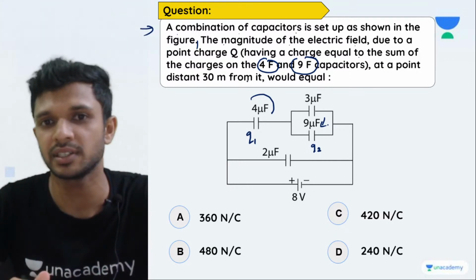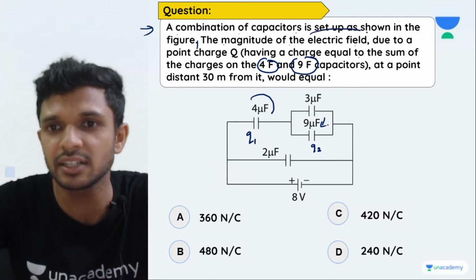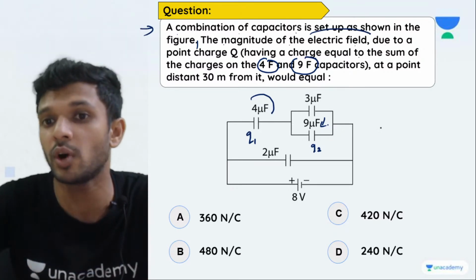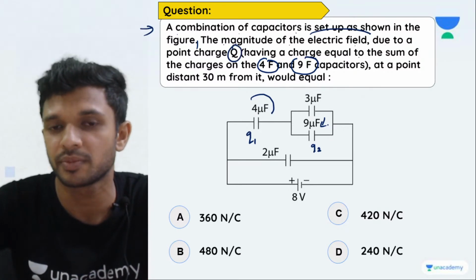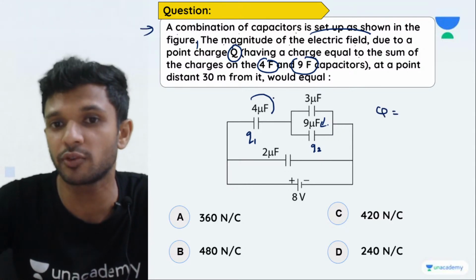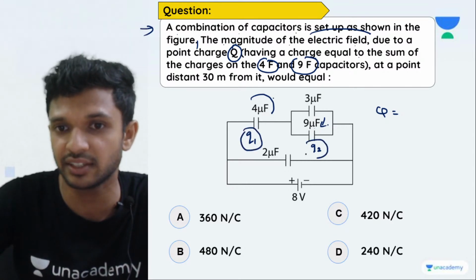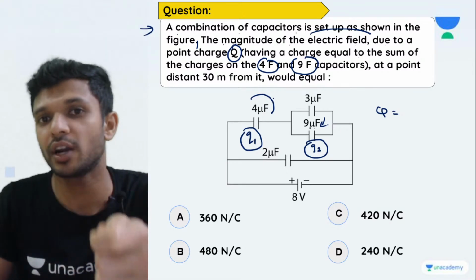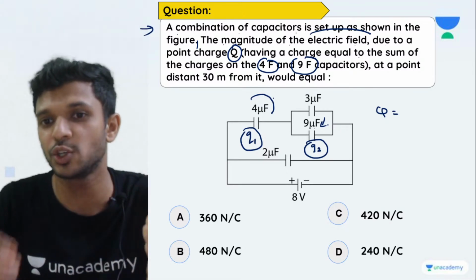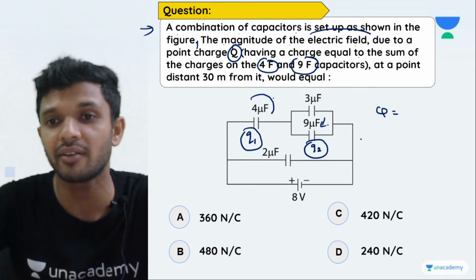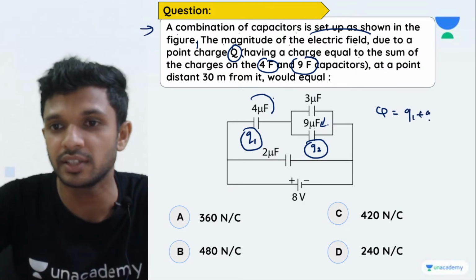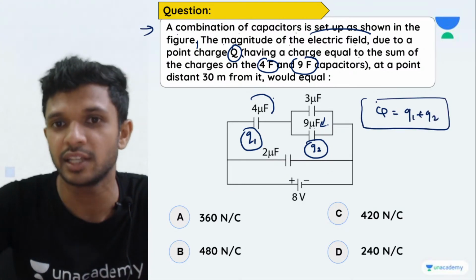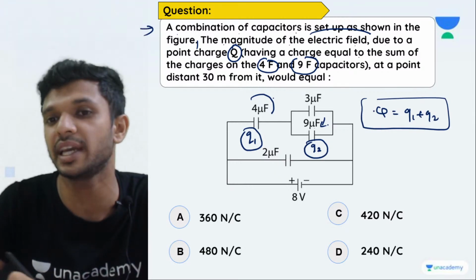The basic question is to find out the electric field. Electric field produced by what? By a charge Q. And the definition of Q is given as Q is a charge on 4 microfarad and 9 microfarad. Here we have given the examples as Q1 and Q2, right? So what are the charges on 4 and 9? According to what we have given, the symbols are Q1 and Q2. So capital Q का value कितना हो जाएगा? Q1 plus Q2.